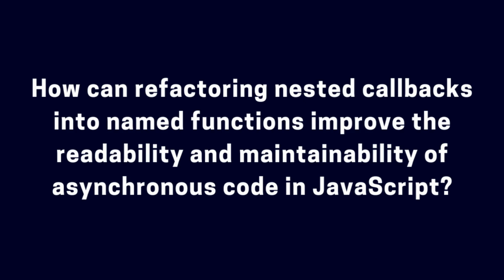Refactoring nested callbacks into named functions improves the readability and maintainability of asynchronous code by reducing complexity and avoiding deeply nested structures, known as Callback Hell. Named functions make the code more organized, easier to follow, and allow for better reuse of code. This approach simplifies debugging and understanding the flow of asynchronous operations, making it easier to manage and maintain the codebase as the application grows in complexity.